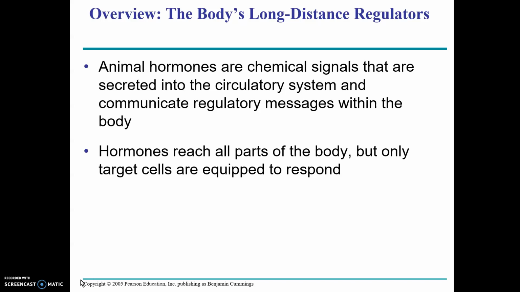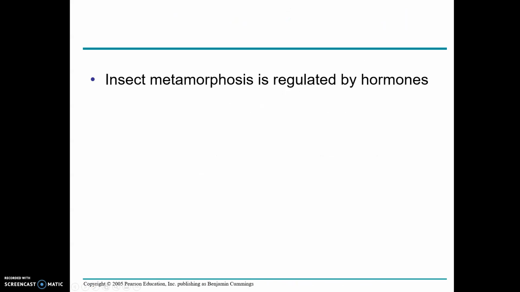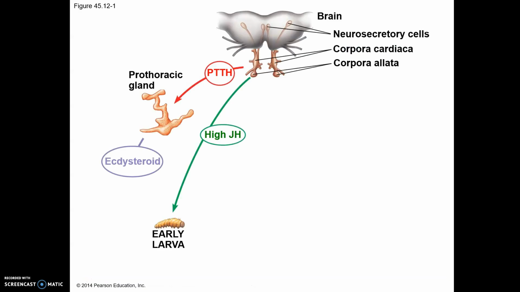Okay, so let's focus on one group of organisms, and that's the insects. An insect that changes from larva into an adult is undergoing metamorphosis. This is well studied, so we can work our way through it. Here's the brain of our caterpillar, and it releases a hormone called PTTH, the prothoracic hormone, which is going to release a steroid-like molecule called ecdysteroids.